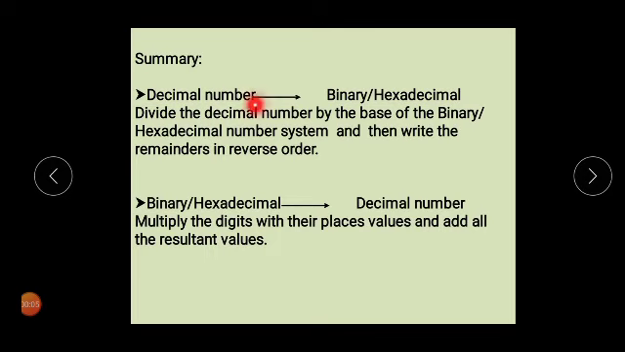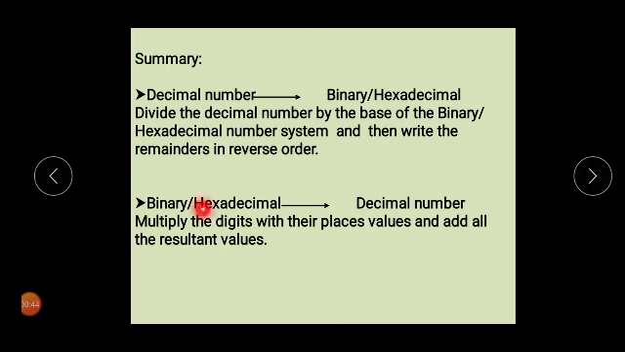To convert a decimal number into either a binary or a hexadecimal number, divide the given decimal number by the base of the particular number system. If you want to convert decimal to binary, divide the decimal number by the base of binary, which is 2, and then write the remainders in reverse order to get its equivalent binary number. Same thing we follow for decimal to hexadecimal. Here we divide the given decimal number by the base of the hexadecimal system, which is 16.